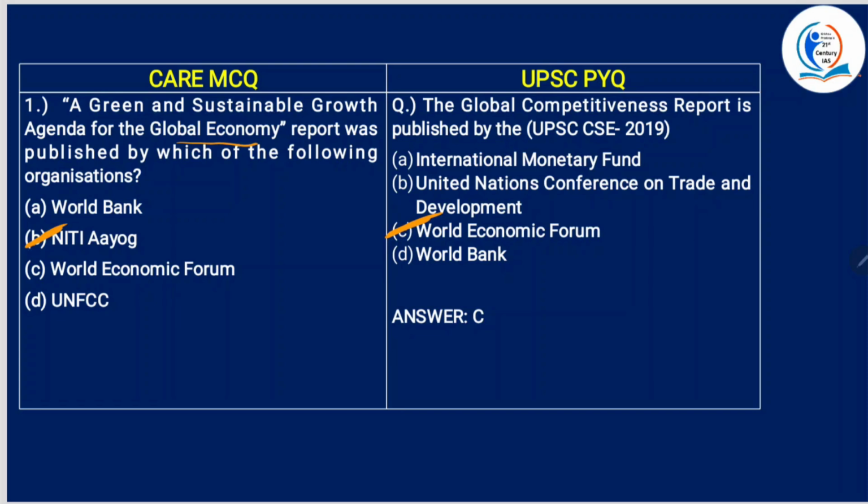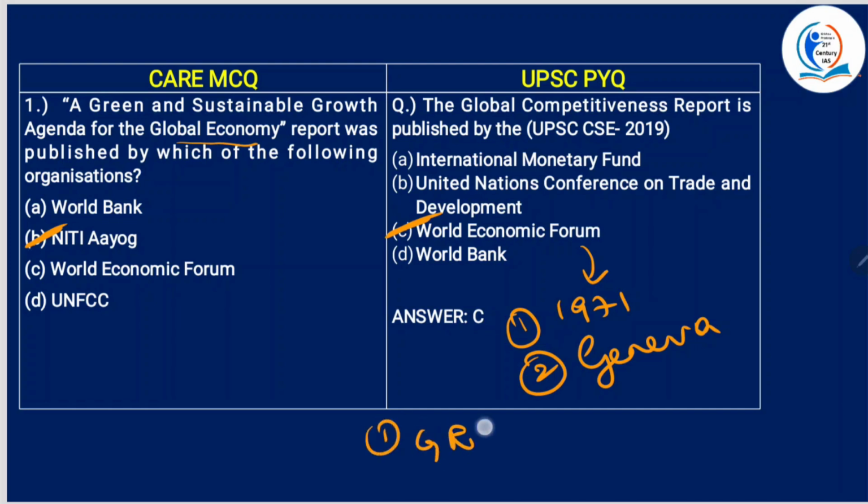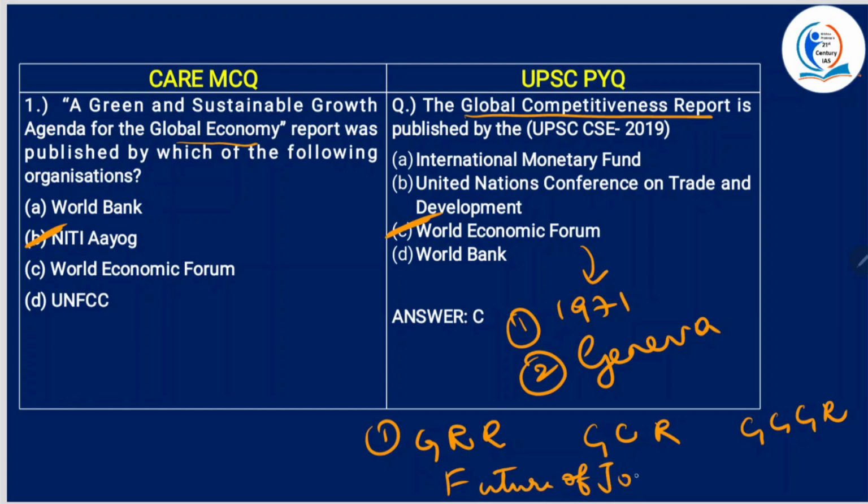Now, you should also know some basics about World Economic Forum. World Economic Forum was established in the year 1971 in the month of January and it is headquartered in Geneva, Switzerland. You should also know some of the reports that are released by World Economic Forum, so that it will be easy for you to eliminate options. The reports are Global Risks Report, Global Competitiveness Report, which is given here, then Global Gender Gap Report, Future of Jobs Report.